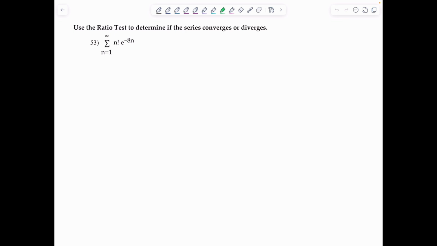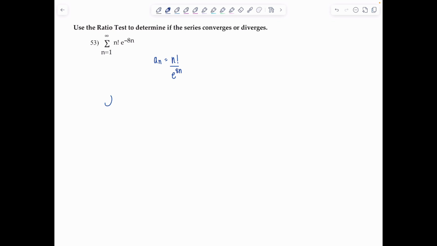So here we go, picking up where we left off, question 53. Use the ratio test to determine if the series converges or diverges. First let's identify what a sub n is. A sub n is n factorial times e to the negative 8n, but I like thinking of it as n factorial over e to the 8n better.